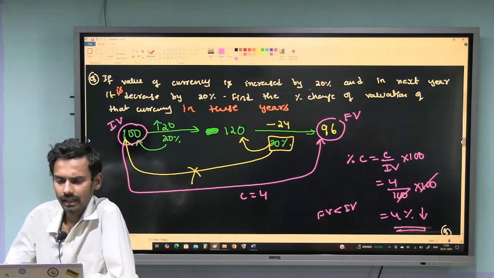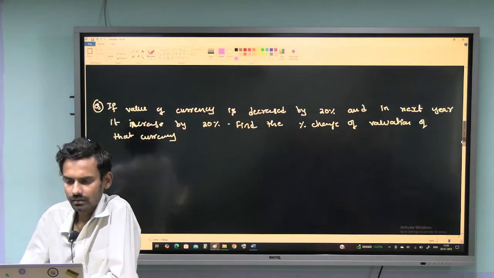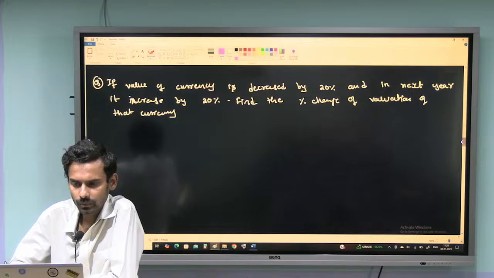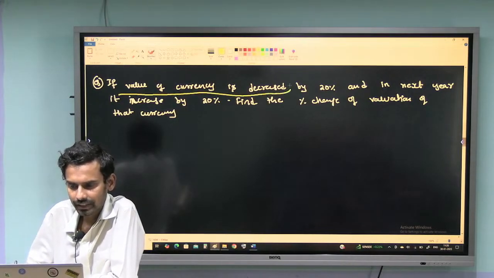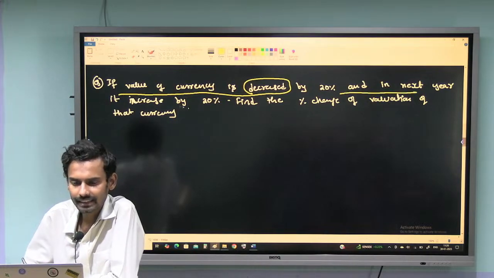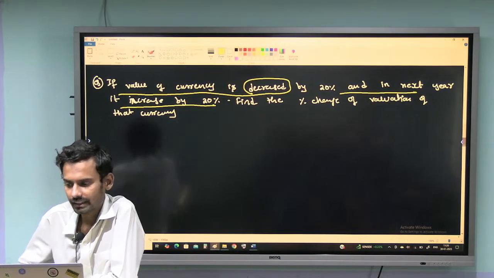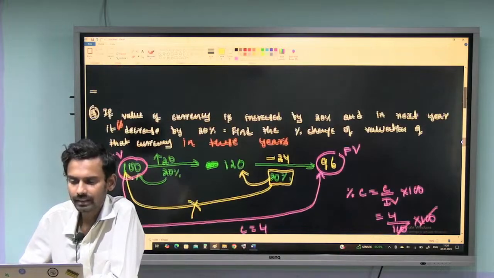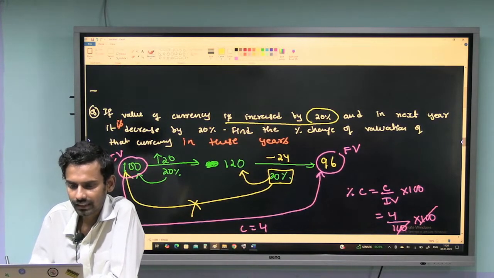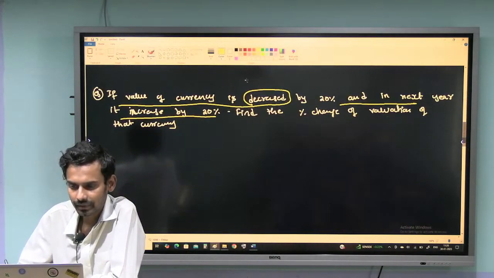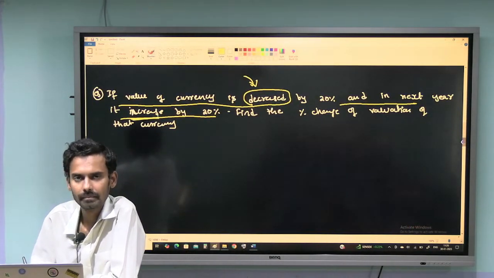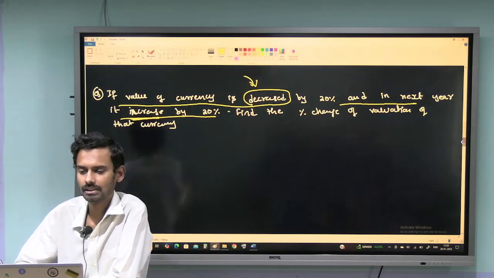Then I have taken the same question. Next question, the thing is, first I am decreasing it by 20% and then I am increasing it by 20%. In the question we did, first we increased it by 20% and then we decreased it by 20%. But in the next question, first I am decreasing and then I am increasing. Let's see whether we will get the same answer or not.